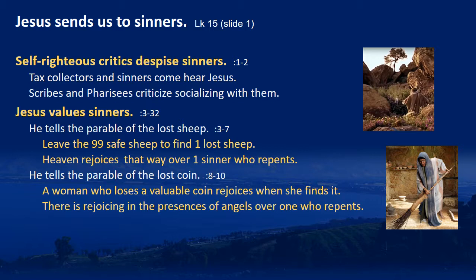Jesus responds with three stories. Beginning in chapter 15, verse 3. So he told them this parable. "What man of you, having 100 sheep, if he has lost one of them, doesn't leave the 99 in the open country and go after the one that is lost until he finds it? And when he has found it, he lays it on his shoulders, rejoicing. And when he comes home, he calls together his friends and neighbors, saying to them, 'Rejoice with me, for I have found my sheep that was lost.'"